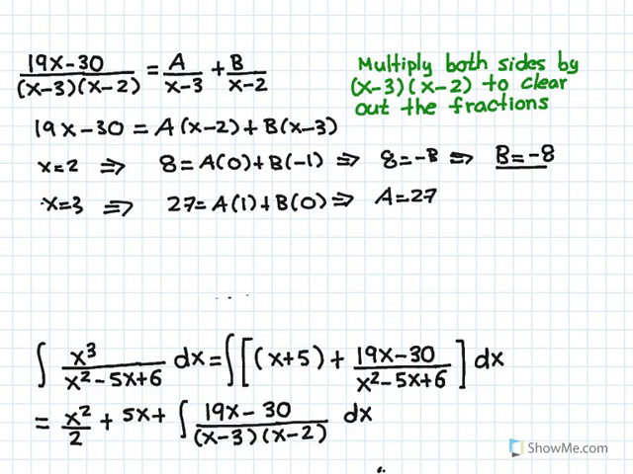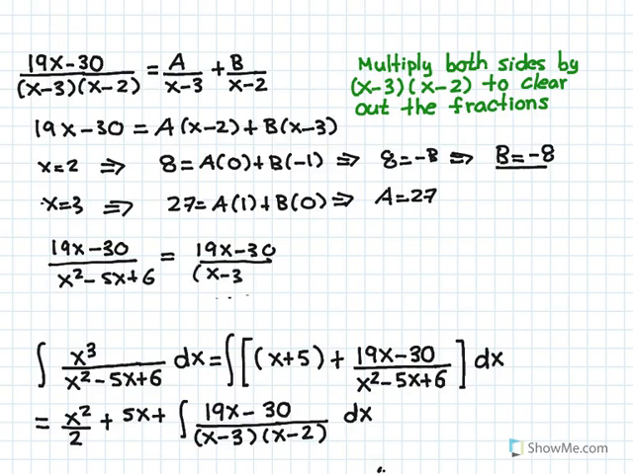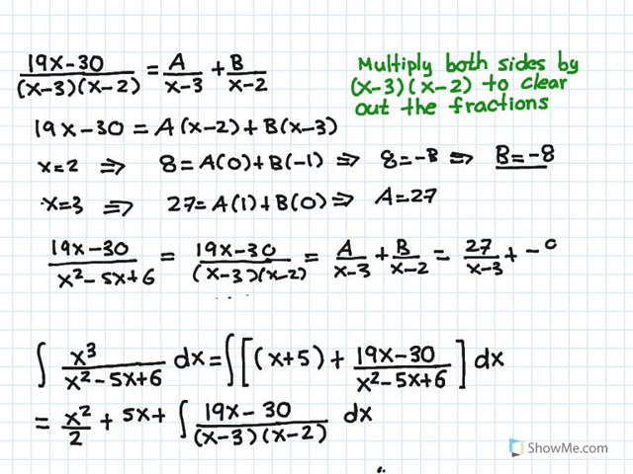So we've done the partial fraction decomposition. 19x minus 30 divided by x squared minus 5x plus 6. We factorize the denominator, 19x minus 30 divided by x minus 3 times x minus 2, and that's equal to a over x minus 3 plus b over x minus 2. That's the pattern of the partial fraction decomposition. And we found a and b. A is 27 divided by x minus 3, and b is equal to minus 8. Minus 8 divided by x minus 2.